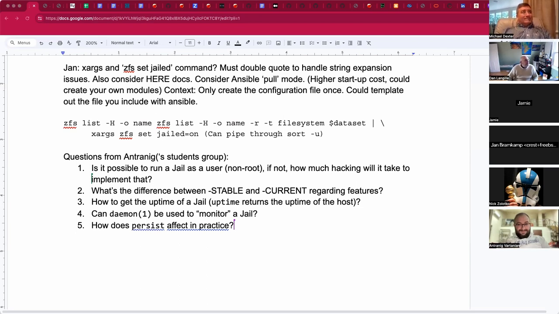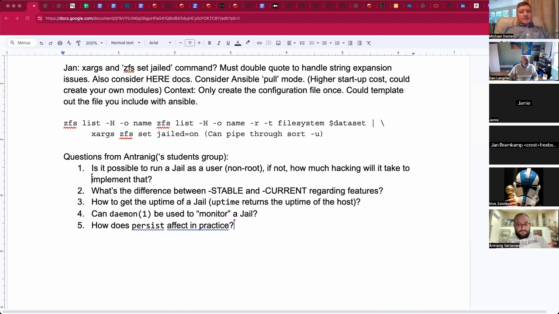But it's such a flexible and powerful mechanism that you can do basically anything with it. You could have a jail.conf stored in an SQLite database or something, which would be really nice for jail managers and programmatic access. Yep. Jamie, are you still with us?